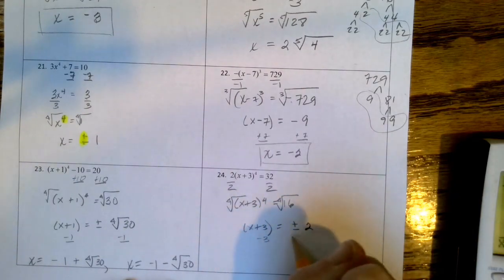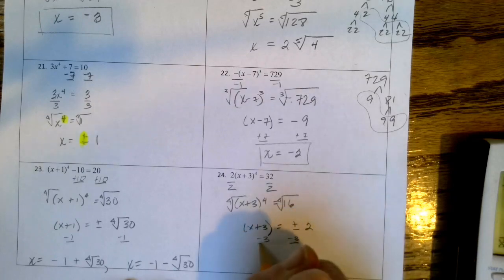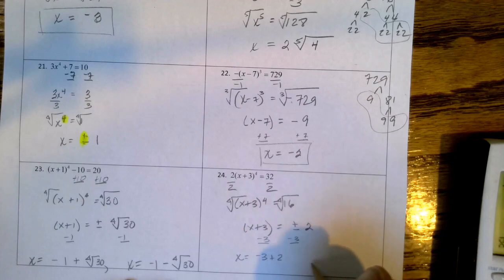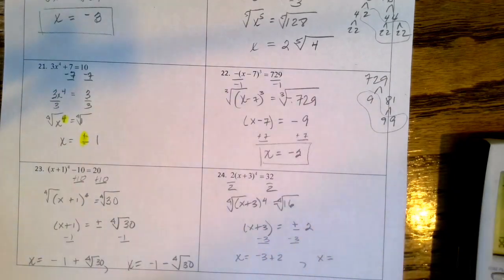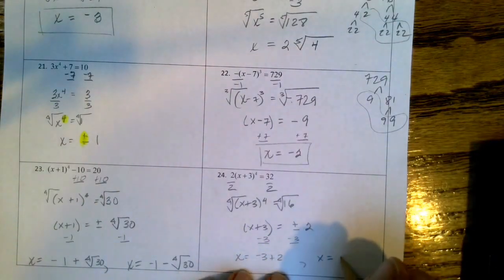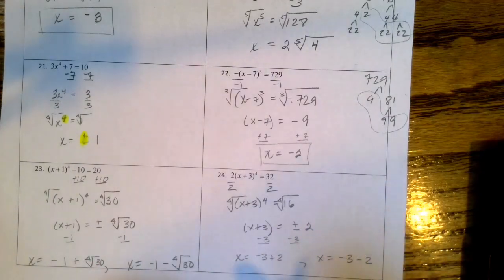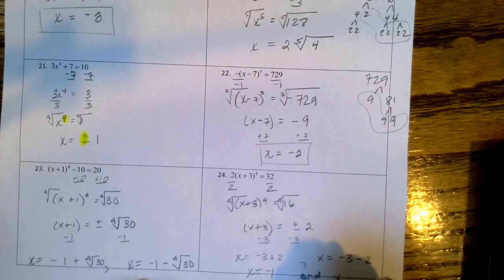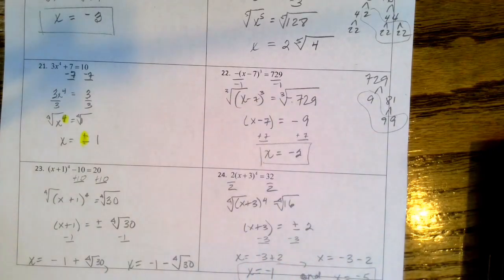So when I subtract 3 from each side, I get x is equal to negative 3 plus 2, and x is equal to negative 3 minus 2. X is equal to negative 1, and x is equal to negative 5. There are 2 solutions for x for this one. All right, good job.